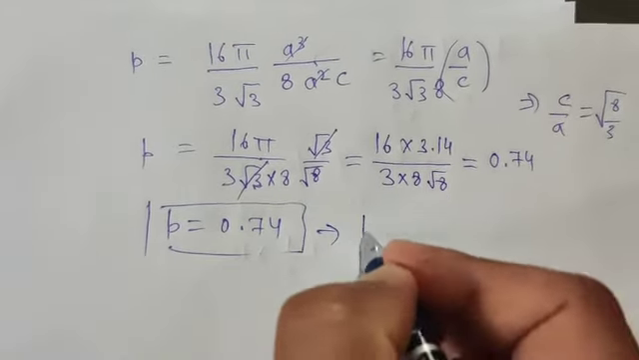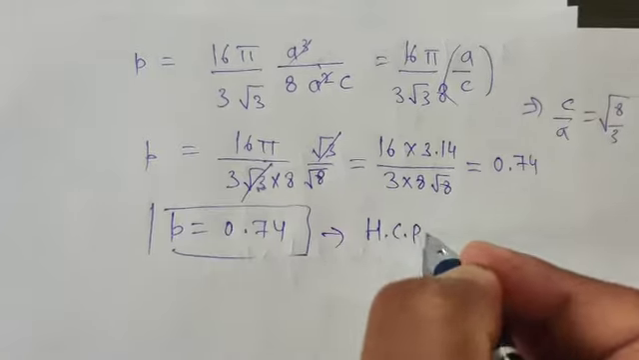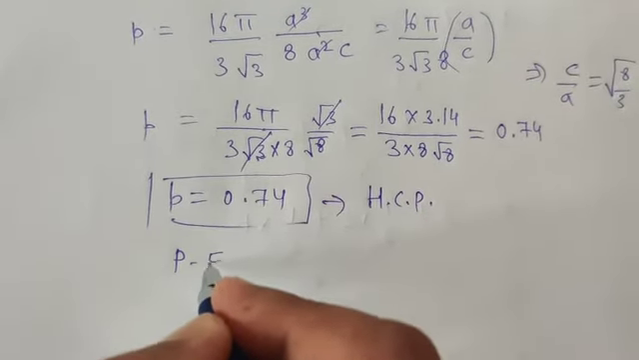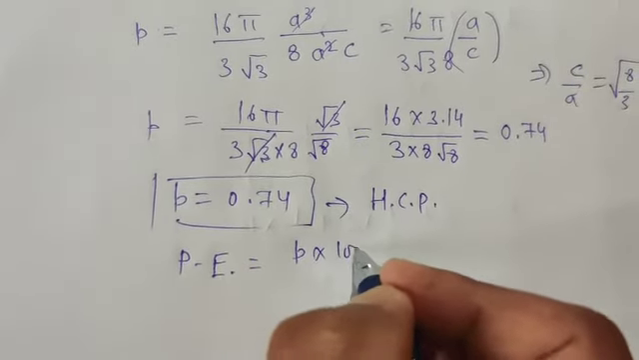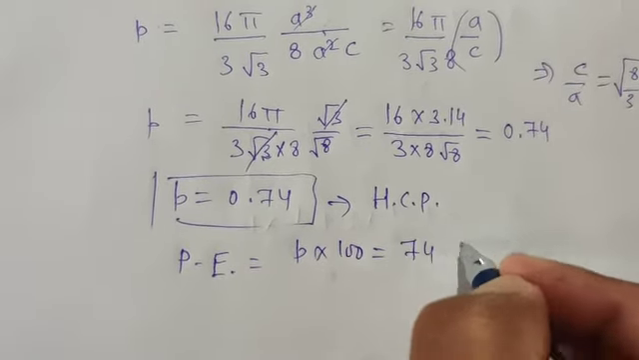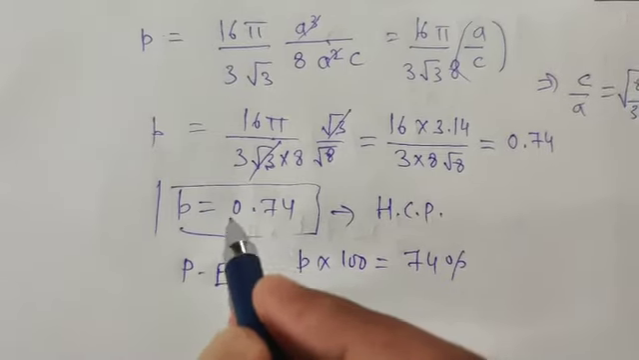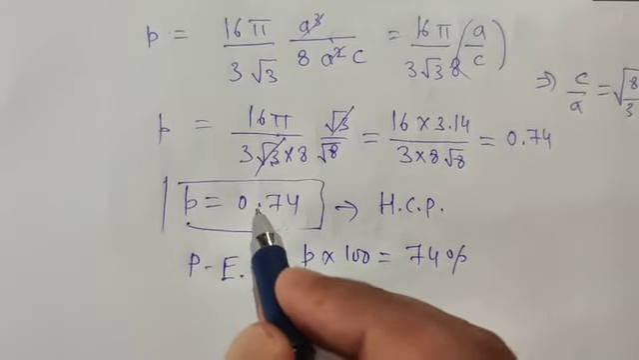This is for hexagonal close packing. If you calculate the packing efficiency, this will be packing fraction into 100, so this will be 74%. So the packing fraction for this will be 0.74.